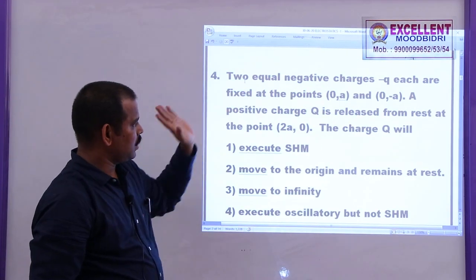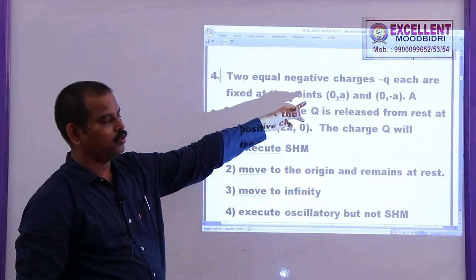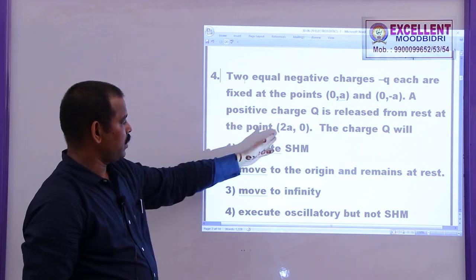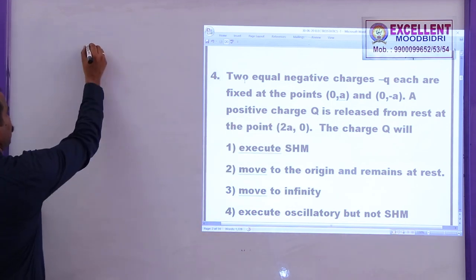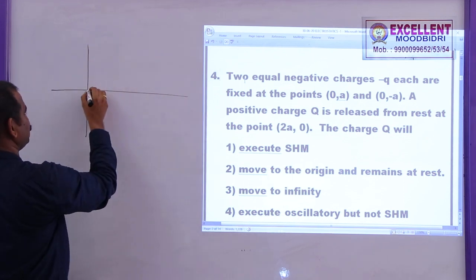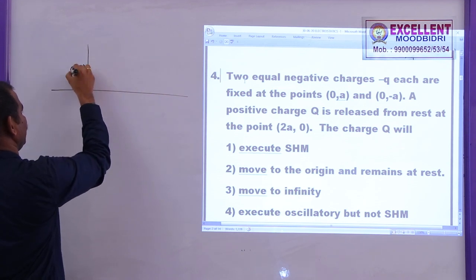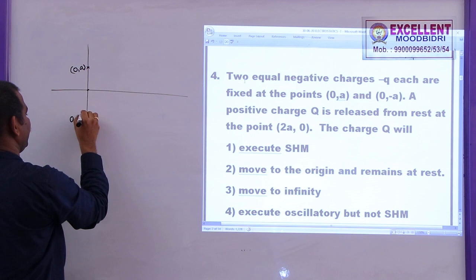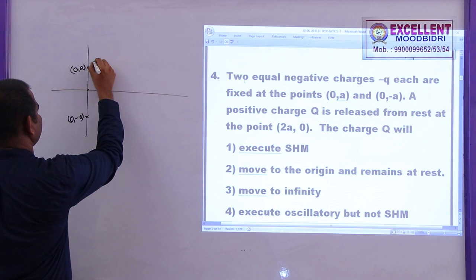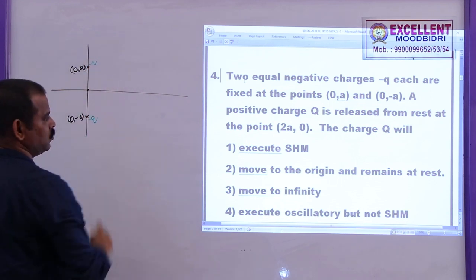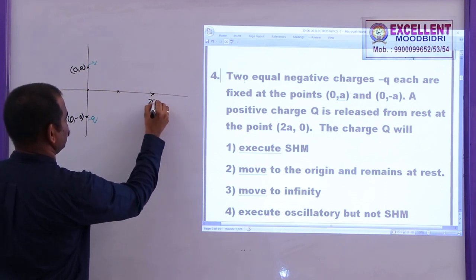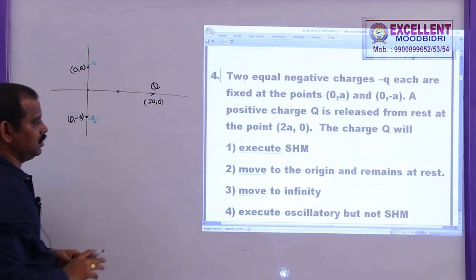Four. Two equal negative charges, minus q, are fixed at points (0, a) and (0, minus a). A third positive charge q is released from rest from the point (2a, 0). The charge will... So this is the y-axis and this is the x-axis. This is the origin. The first point is (0, a), and the second point is (0, minus a). Two charges minus q each are placed here. From (2a, 0), a big charge Q is released.